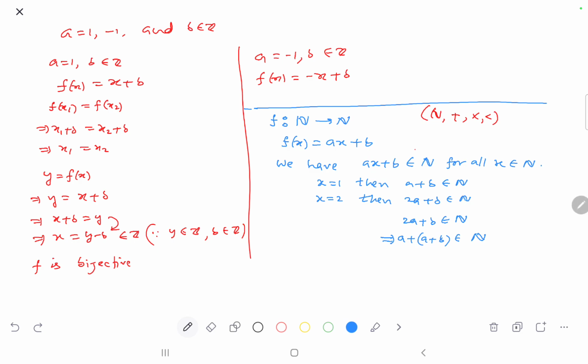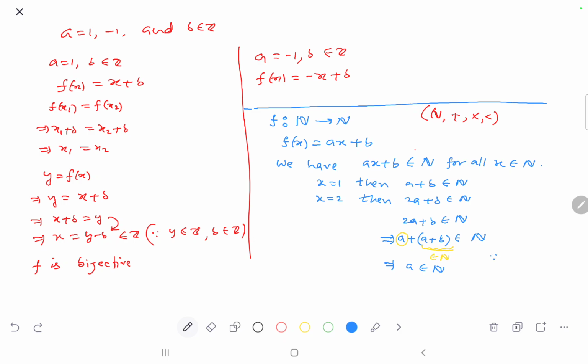So we know this is here, this is here. So 2a plus b is here, so a plus b is here. Now see, this is a natural number, we know, right? So if this is a natural number, then this must be a natural number, right? So what I am trying to say is, a plus b is a natural number.